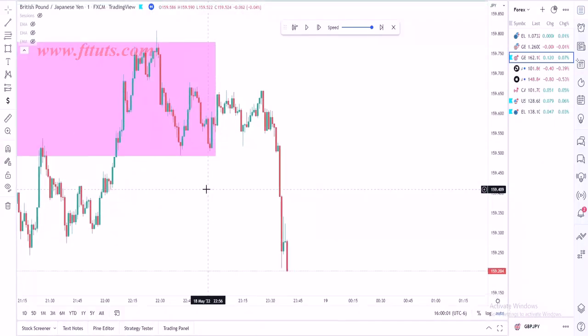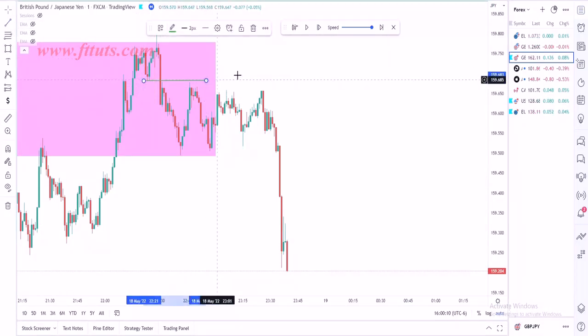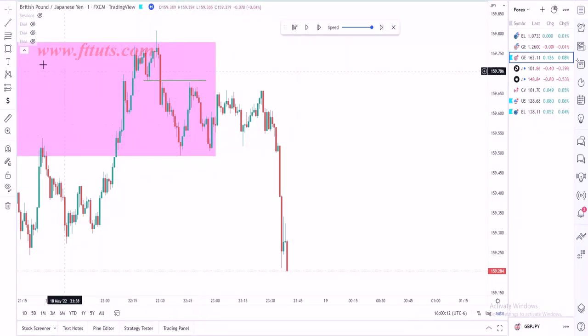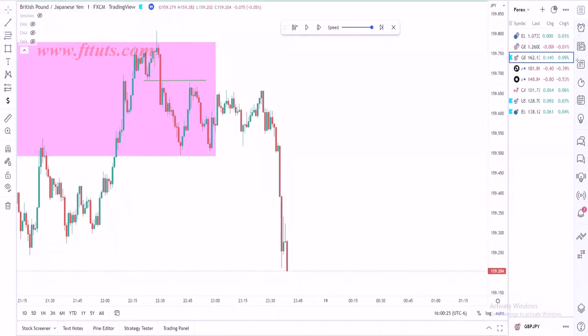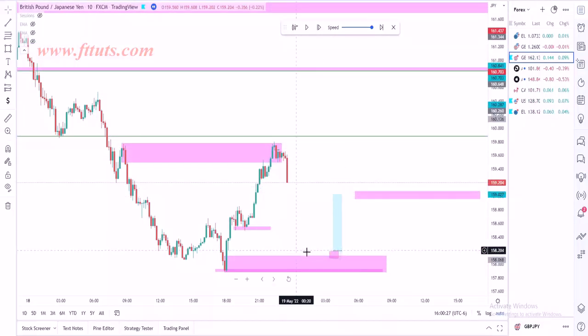All right, let's see what we got here. So that's fine. The wick's coming through. That really doesn't bother me. Okay, breaks some structure, breaks more structure. And this is our order block, and it never comes back. See, I like that, because so many times, man, how many times have you been stopped out on a trade that just comes back on you?